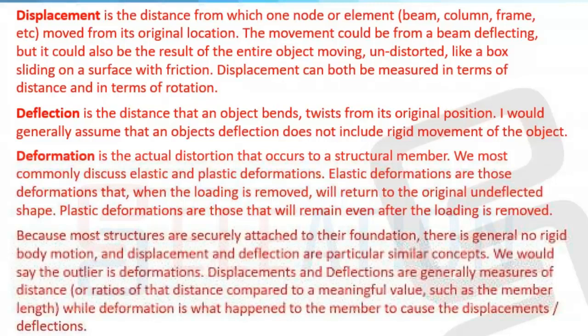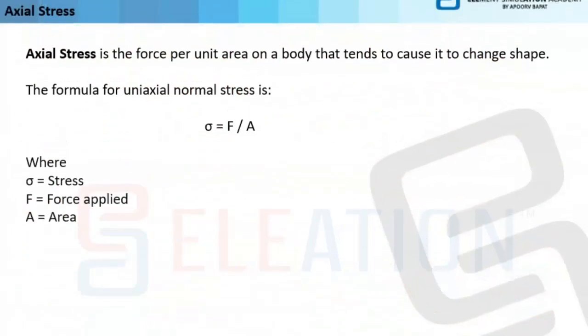Because most structures are securely attached to their foundation, there is generally no rigid body motion. The displacement and deflection are particularly similar concepts. We would say the outline is deformation. Displacement and deflections are generally measures of distance or ratio of that distance compared to a meaningful value, such as member length, while deformation is what happened to the member to cause displacement or deflection.